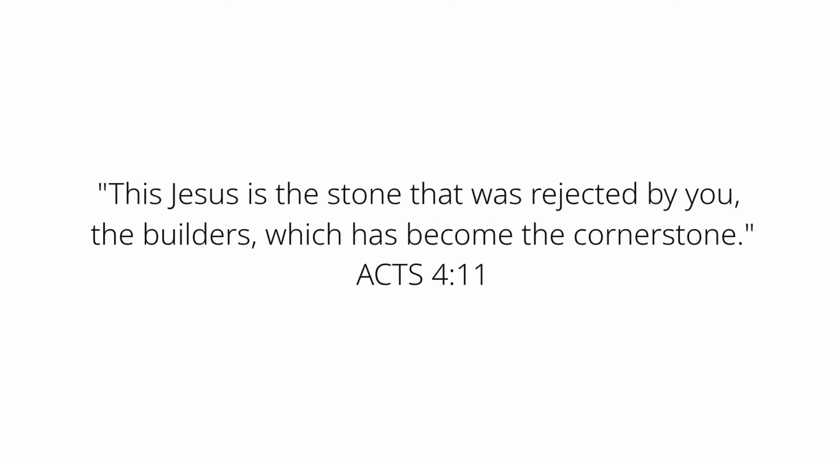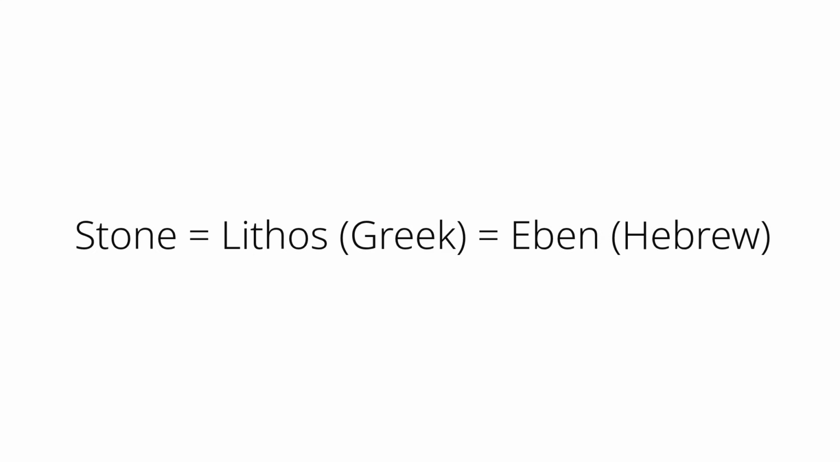In Acts 4:11, it says, "This Jesus is the stone that was rejected by you, the builders, which has become the cornerstone." When you read this verse in the New Testament, you're reading it translated most likely from the Greek. And the Greek word for stone is lithos, and the Hebrew equivalent to the word lithos is the Hebrew word even, which means stone. And here we are told that Jesus is the even, the lithos, the stone, which the builders rejected.